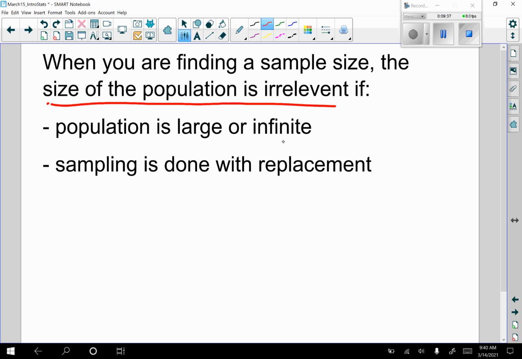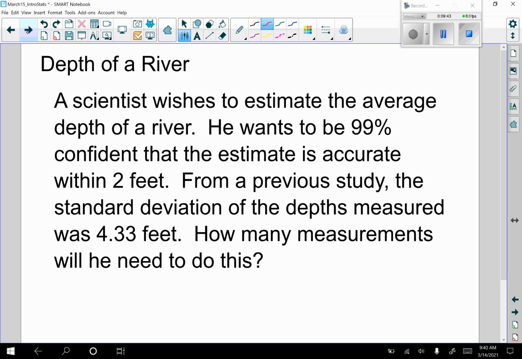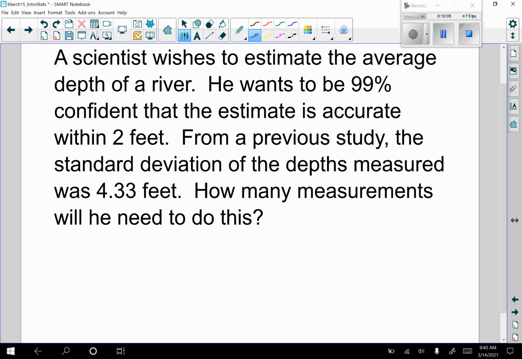All right, so our last example is going to focus on finding sample size. So in this example, a scientist wishes to estimate the average depth of a river. He wants to be 99% confident that the estimate is accurate within 2 feet. From a previous study, the standard deviation of the depths measured was 4.33 feet. How many measurements will he need to do this? So notice it says a standard deviation, meaning of the population, so that means sigma is that 4.33.